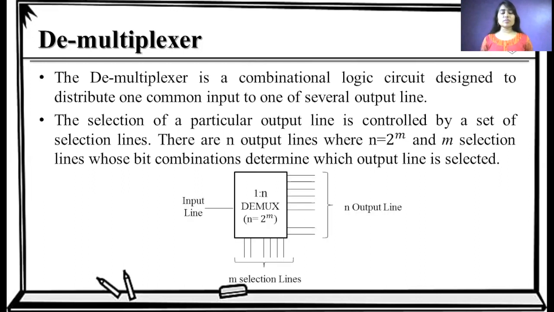Here we have the basic block diagram of this 1 to n demultiplexer, with one input line and n output lines, and here we have m selection lines and n is equal to 2 raised to m.